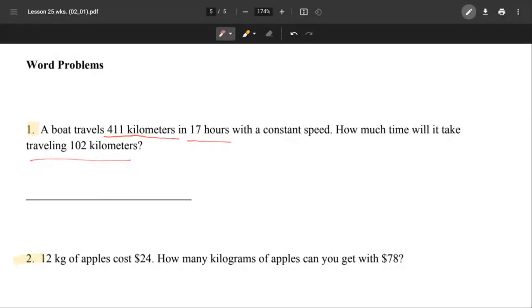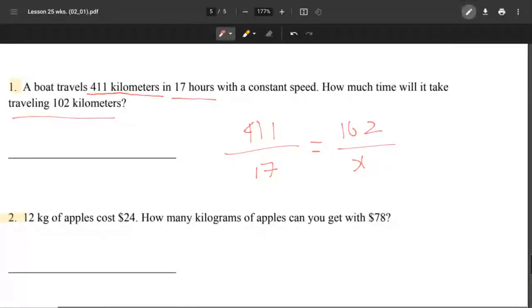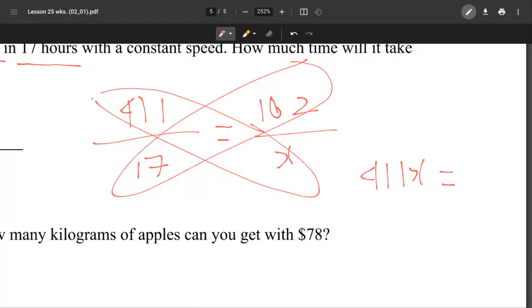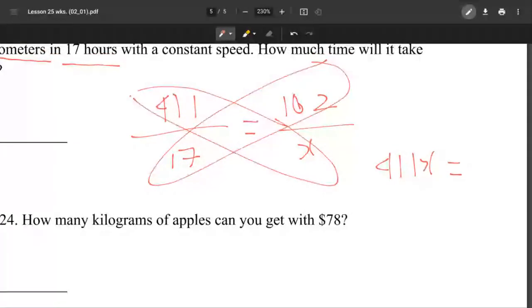Okay, so this is a proportion question, right? So we travel 411 kilometers in 17 hours, and we want to know how much time it will take when traveling 102 kilometers. So we cross multiply, right? Cross multiply, we get 411x equals 102 times 17.